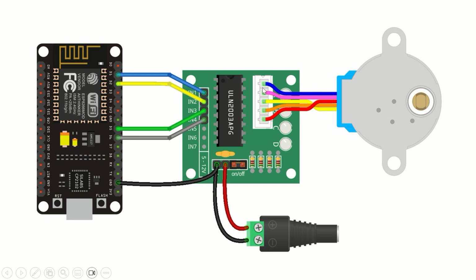So one step is done by one winding, second step by the second winding, third step by the third. That means 200 steps is 200 divided by 4, that means 50 combinations.